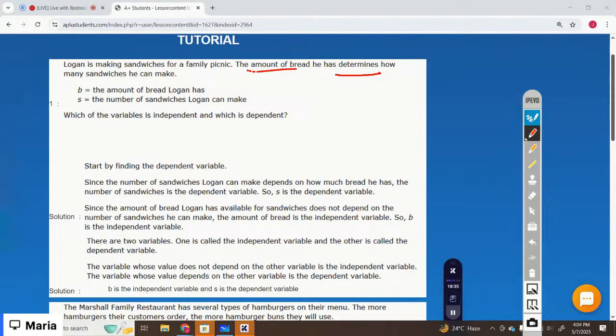First, we need to learn what the dependent and independent variables are. The variable whose value does not depend on the other variable is the independent variable, and the variable whose value depends on the other variable is the dependent variable. So, the number of sandwiches is a dependent variable, while the bread is an independent variable. Got it? So, B is the independent variable, and S is the dependent variable.